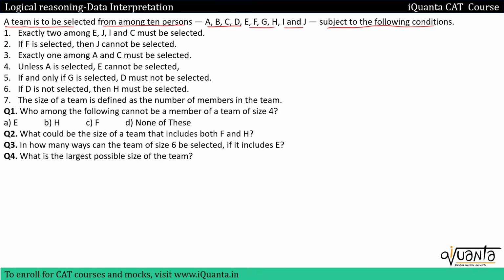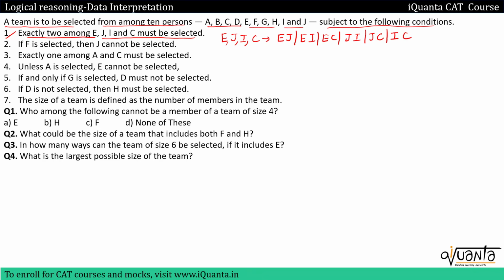The first condition is exactly 2 among E, J, I, C must be selected. So E, J, I, C. When I form a team, I will be selecting exactly 2 out of these. So we can select EJ, then EI, then EC. We can select JI, then JC, at last IC. So these are the only cases in which 2 people can be selected out of these 4.